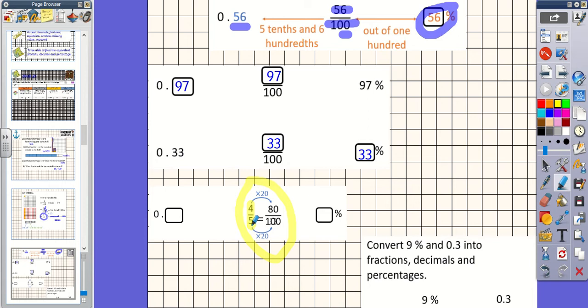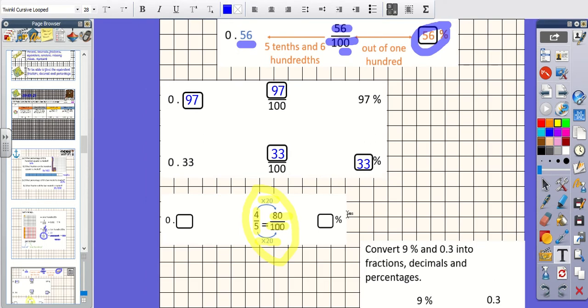Because my denominator is not 100. So to get from 5 to 100, I need to times by 20. Whatever we do to the bottom, we do to the top. So 4 times 20 is 80. So I've got my fraction now out of 100. So I can fill in my percentage, sorry. So it would be 80%.